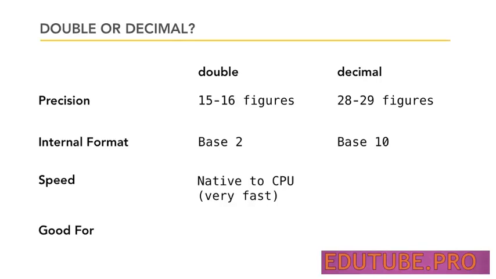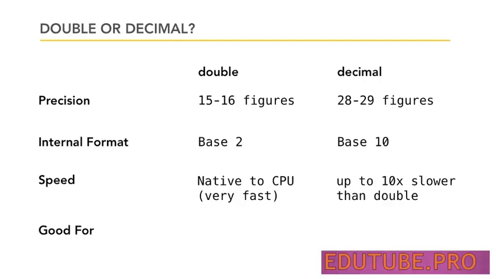Speed, however, is an important factor to consider. Because doubles are native to the CPU, in other words, they're native in the fact that they use base 2 notation, the speed when using doubles is very, very fast. Decimals, on the other hand, because they work in base 10 and have to be converted to and from the native processor format, can be up to 10 times slower than using doubles.